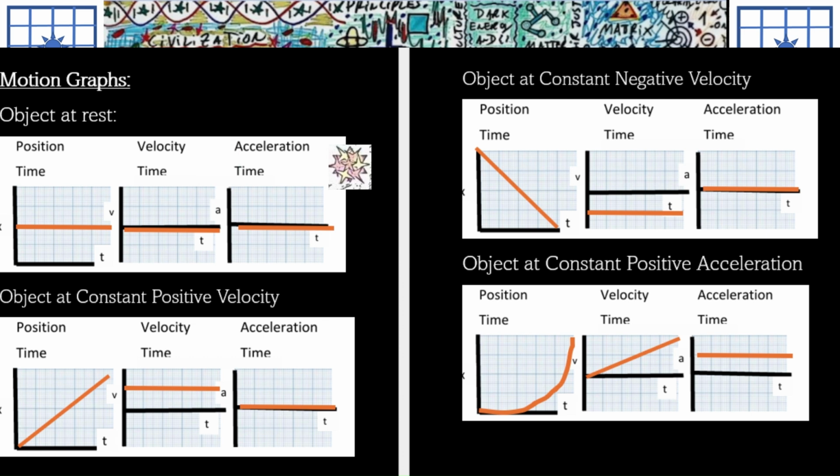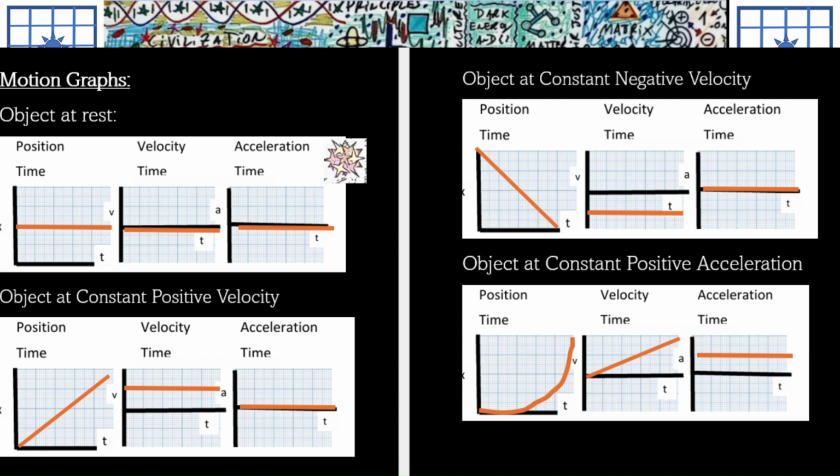time graph. So for an object at rest, the position versus time graph is a flat line above the axis or below or anywhere. So it's a flat line. It could be at 0, it could be anywhere. It means you're not moving. So you're in the same x position, so it's a flat line. Now, because the object is not moving, that means that the velocity versus time graph is right on the axis, which is 0, and acceleration is also 0.